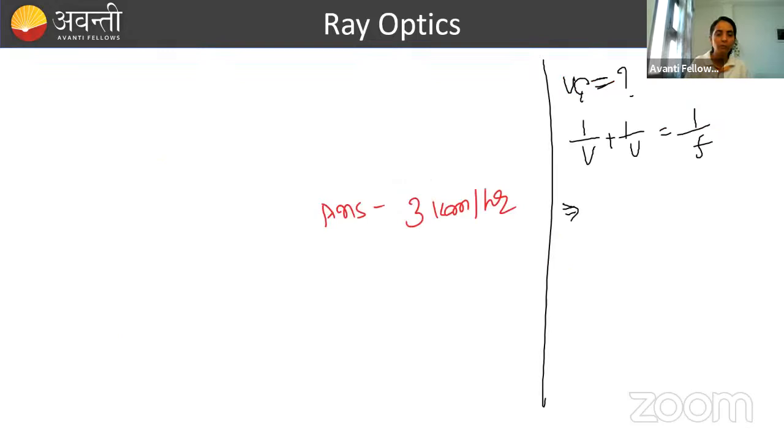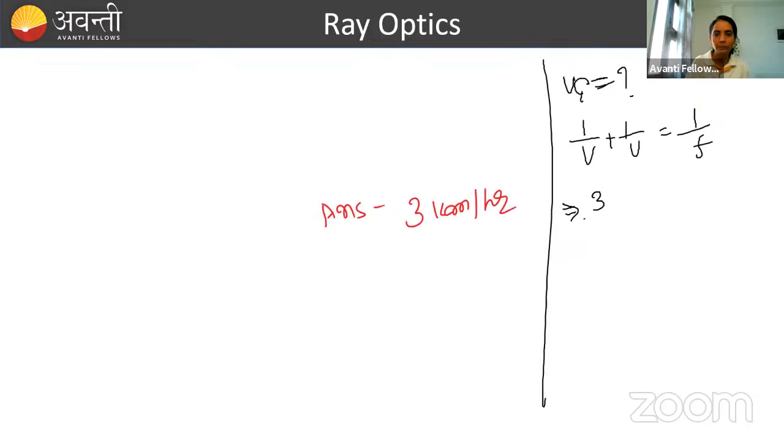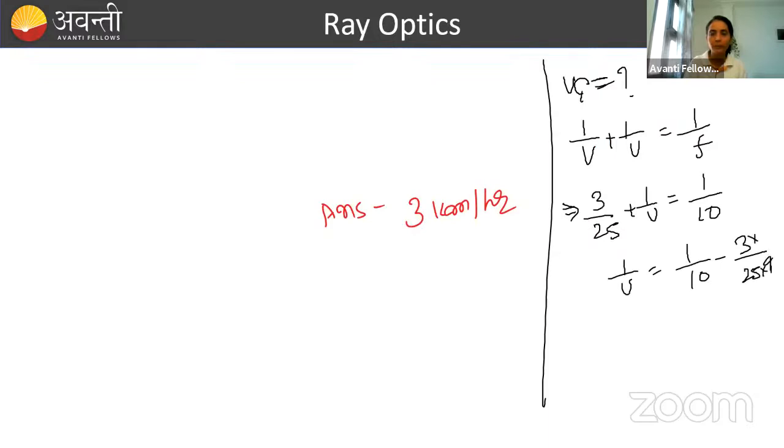So here what will you write? 1 by V. V is how much? 25 by 3. So 3 by 25 plus 1 by U equal to 1 by F. F is given as 10 meter. So 1 by U will be equal to 1 by 10 minus 3 by 25. So make the denominators same. So 10 minus 12, that is minus 2 by 100. And so U is equal to minus 50.